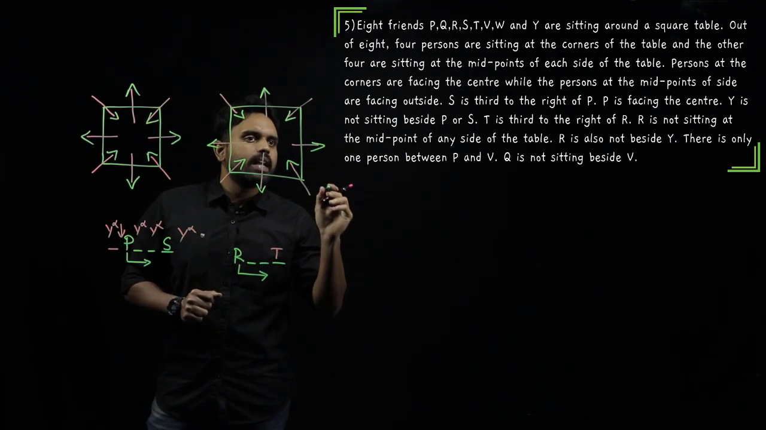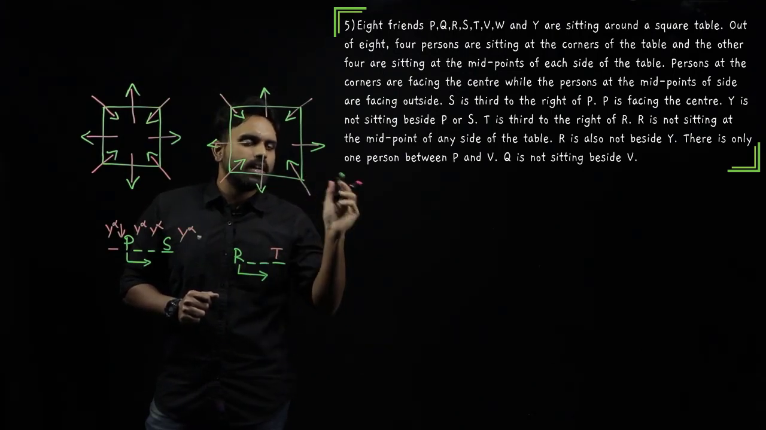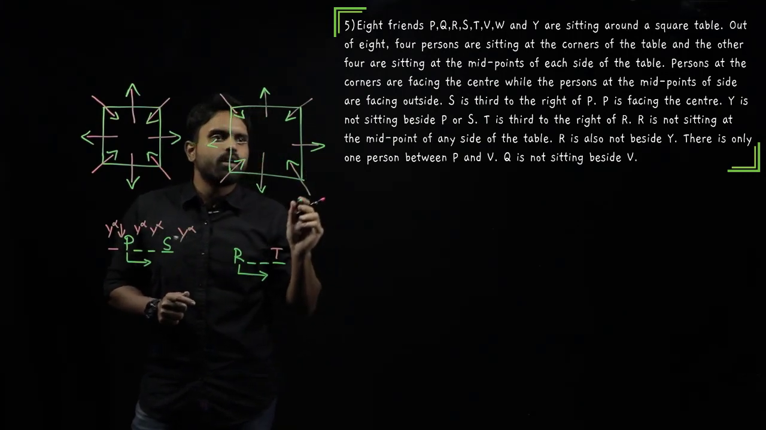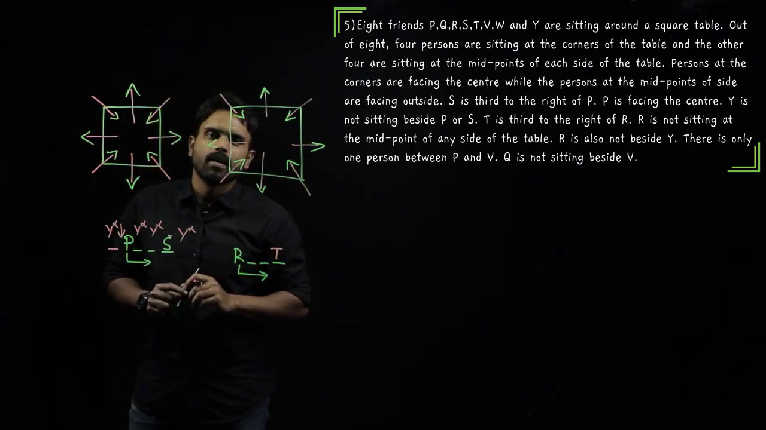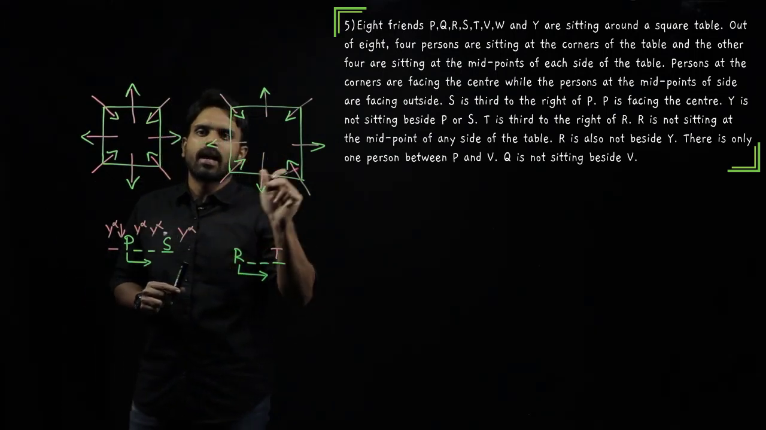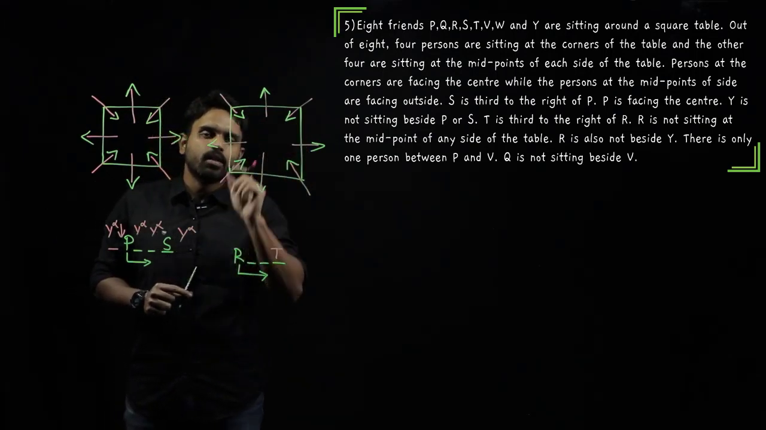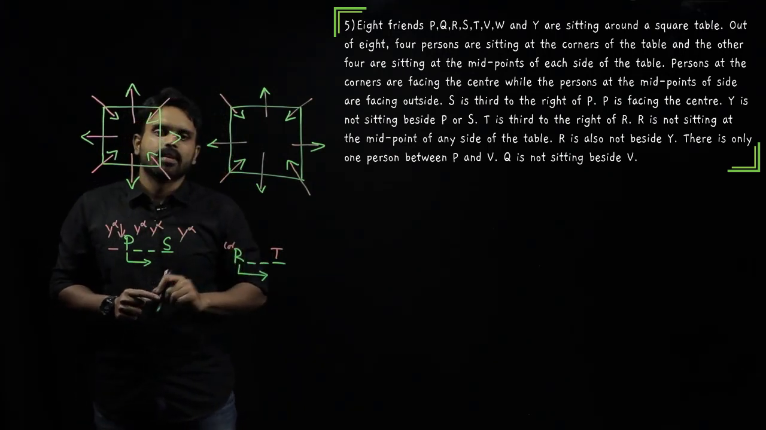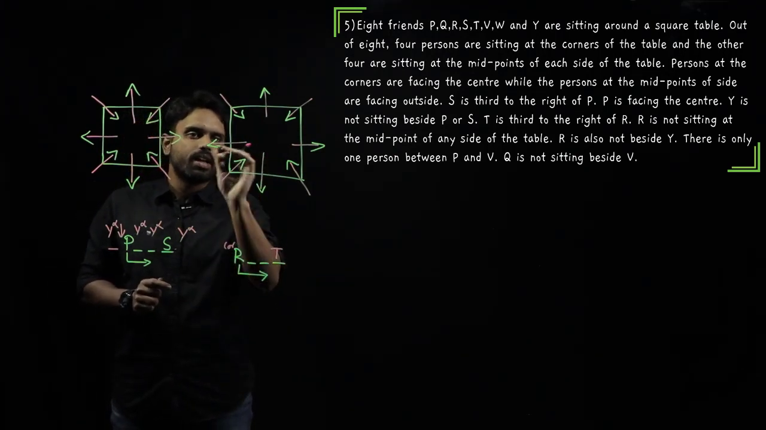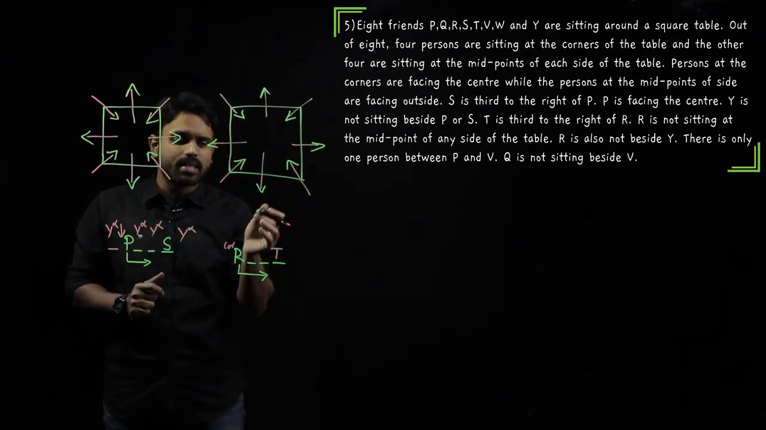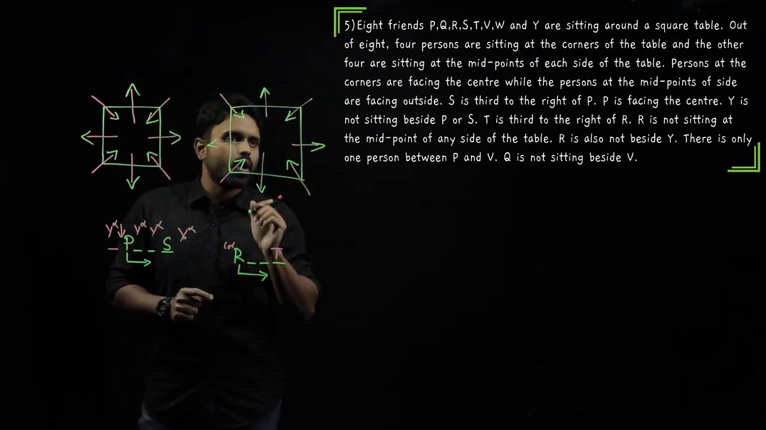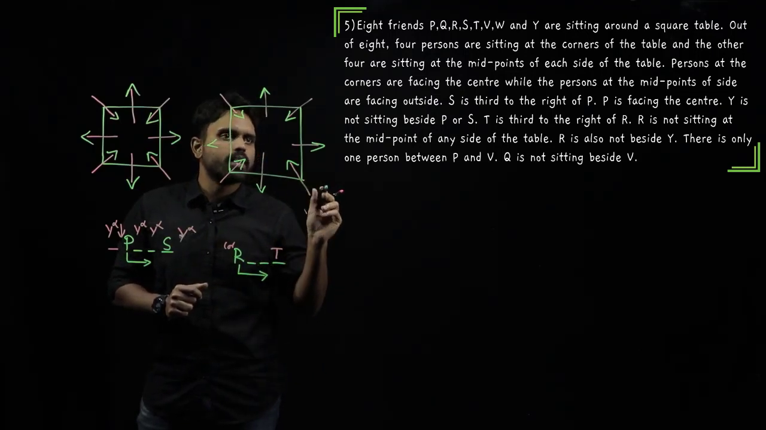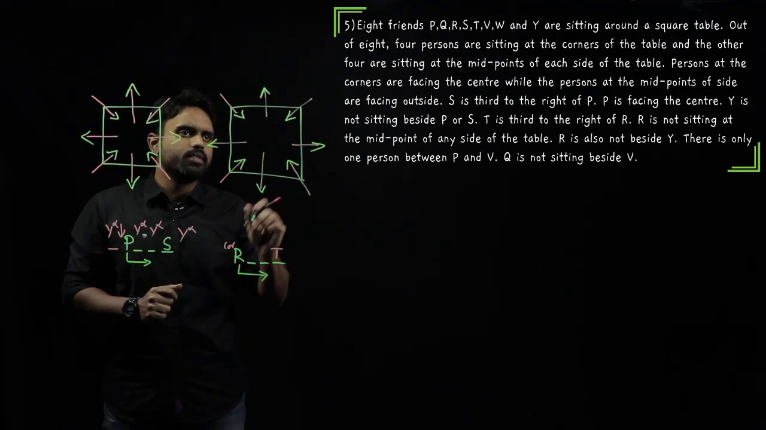R is not sitting at the midpoint of any side of the table. मतलब क्या है? अगर R midpoint पे नहीं बैठा है, तो इसका मतलब ये है कि वो corner पे बैठा है. R is sitting in the corners. If he is not sitting in the midpoints, it means that वो कॉर्नर पे बैठा है. आगे चलते हैं.